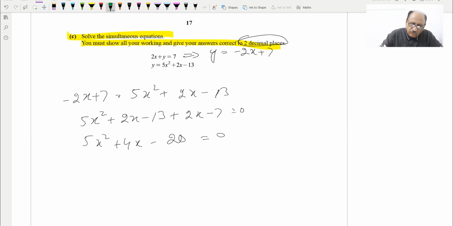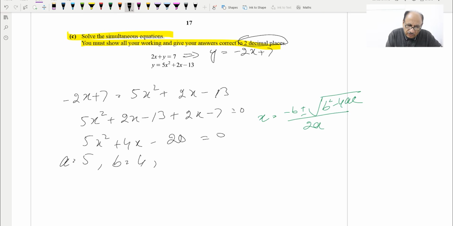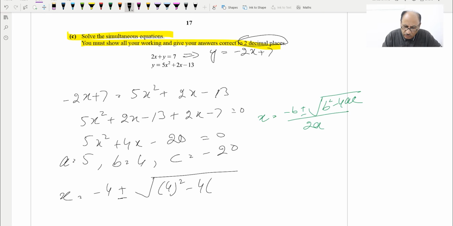Now we can take basically 2 decimal places, they are saying. So we will be applying the quadratic formula, and the quadratic formula, you know, x is equal to minus b plus minus square root of b square minus 4ac over 2a. This is the formula in which we are replacing. A value is 5, b value is 4, and c value is equal to minus 20. So when we replace these values, x is equal to minus 4 plus minus square root of 4 square minus 4ac over 2a.